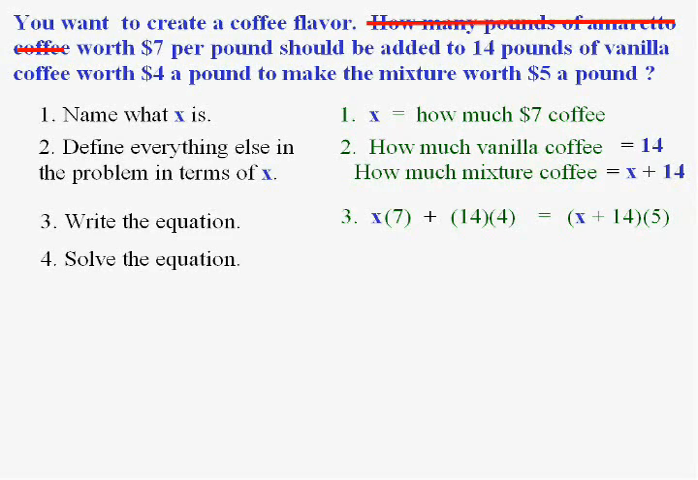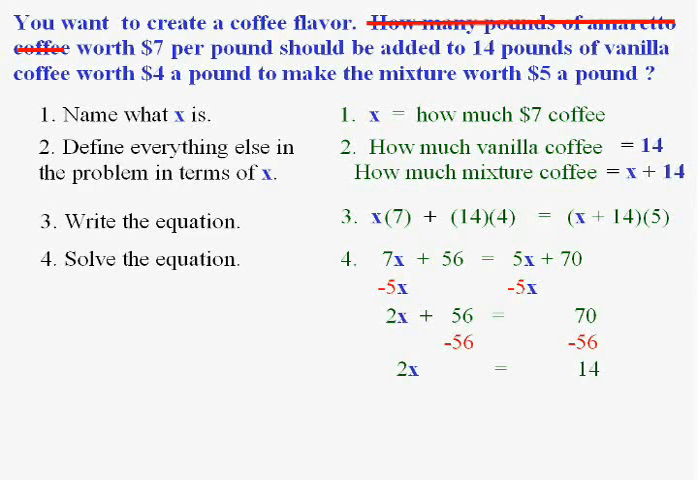Let's solve this bad boy. 14 times 4 is 56, and 5 times 14 is 70. So we have 7x plus 56 equals 5x plus 70. I'm going to get all the x's on one side by subtracting the smaller one, 5x, from both sides. And now I'll get the x by itself by subtracting 56 from both sides. And then, oh, this one comes out nice. I'll divide both sides by 2. And believe it or not, x is 7.